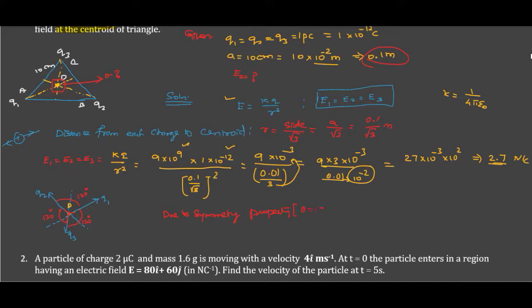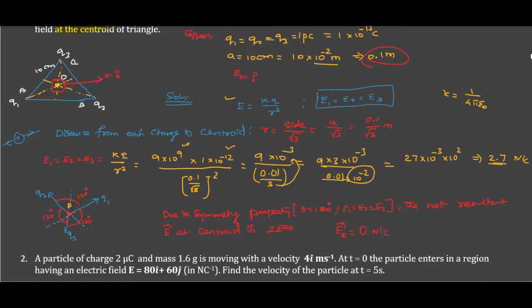So theta is 120 degrees and E1 equals E2 equals E3. The net resultant electric field at the centroid is 0. So like this we have to conclude that E resultant is 0 Newton per coulomb. I hope it's very clear.